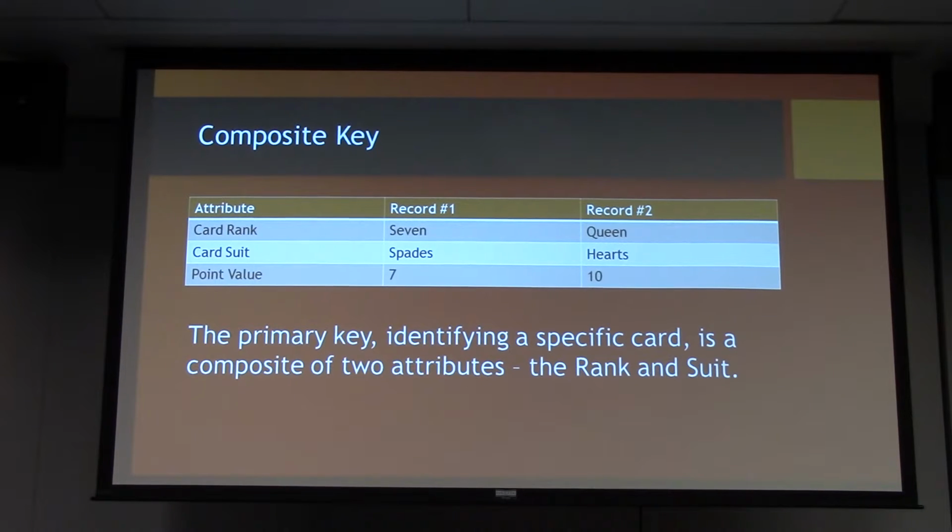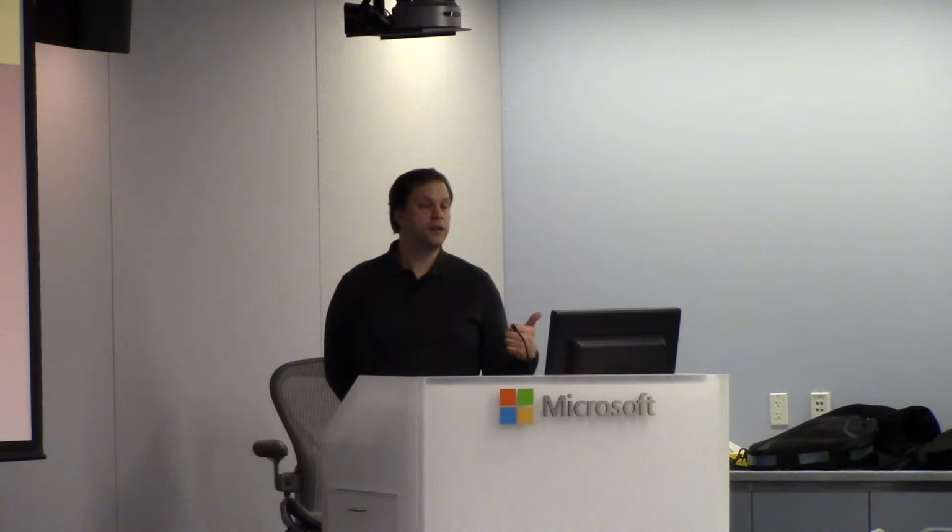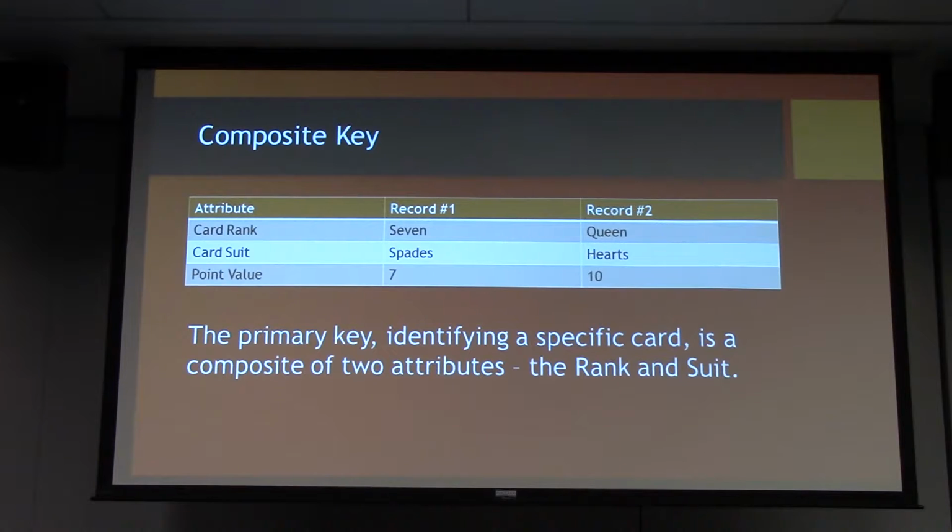But if we know the rank, can we figure out what the point value is? The answer to that is yes. The card rank is going to determine the number of points that somebody would get if they had that card. The 8 is always going to be worth 8 points. A 4 is always going to be worth 4 points. The rank of Jack is always going to be worth 10 points. So here the point value is technically functionally dependent on a subset of the composite key.